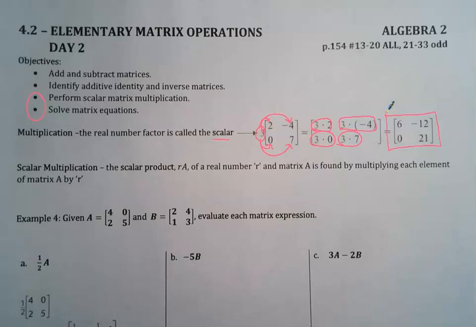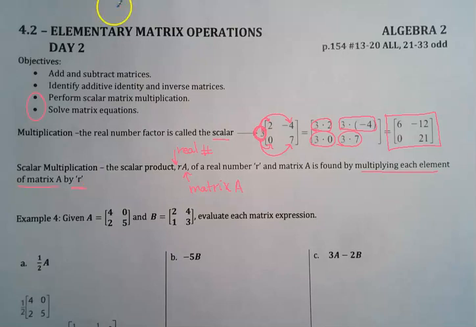But the real number factor is called a scalar. So that number out front is the real number. And so that's why it's called scalar multiplication. So the scalar product, or r, the real number, times matrix A. So this is the real number, or your scalar. The capital letter here is matrix A. It is found, so we're finding this, by multiplying each element of matrix A by the real number. That's truly it for scalar multiplication.